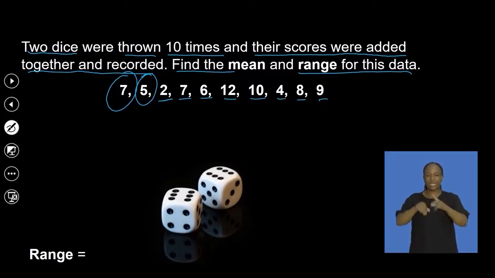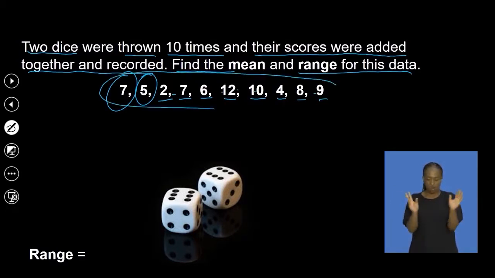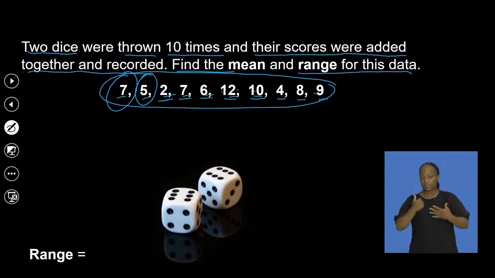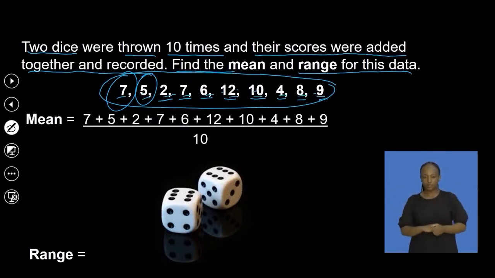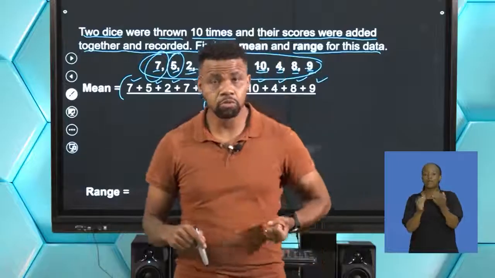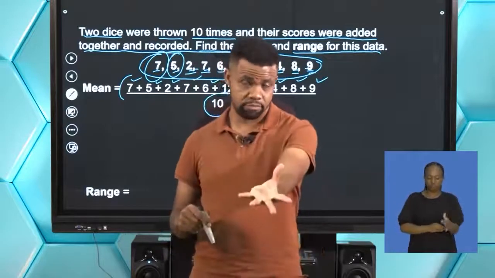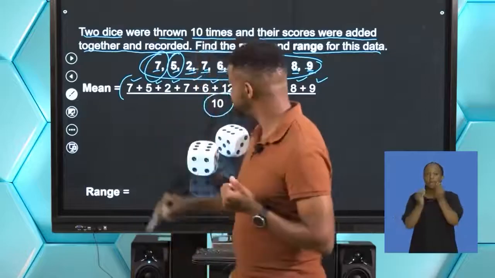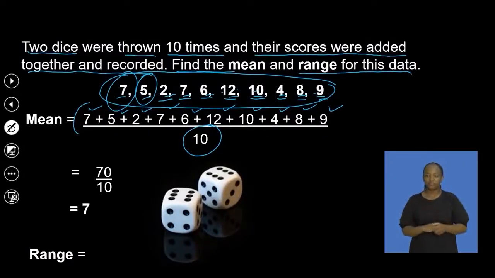How do we calculate the mean? We have to add everything and divide by how many? 1, 2, 3, 4, 5, 6, 7, 8, 9, 10. Let's see how we do this. We add 7, 5, 2, 7 again, 6, 12, 10, 4, 8, 9, over 10, because we rolled the two dice 10 times. Then what do we get? We get 70 over 10, so the average is 7.